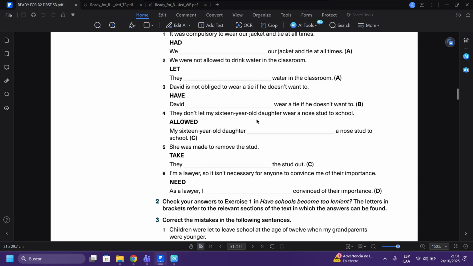The next one, the last one. I am a lawyer, so it isn't necessary for anyone to convince me of their importance. So as a lawyer, I needn't, or I don't need, right? I don't need for anyone to convince.